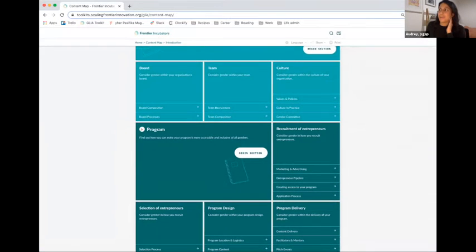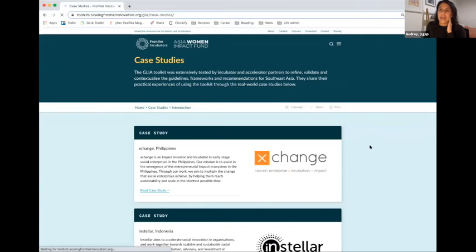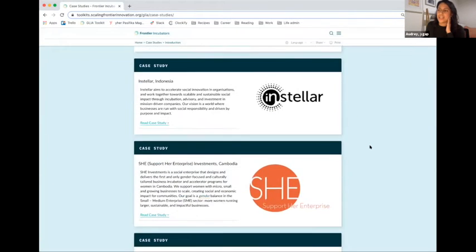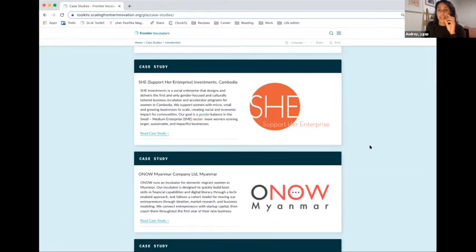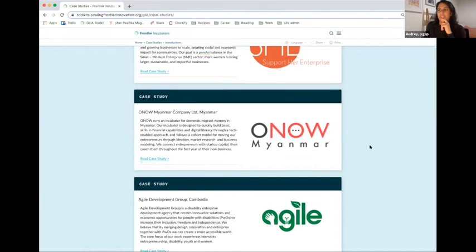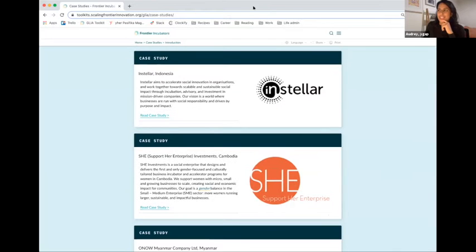And the last feature that I will show is just the case studies. So we did test this with accelerators and incubators, and you might recognize some of them in here. And so they've got their little case study and journey of testing and helping to develop this toolkit. We wanted to make sure that it is highly contextualizable, practical, applicable to all contexts. So that's just a very quick overview of this resource that I wanted to share with you.